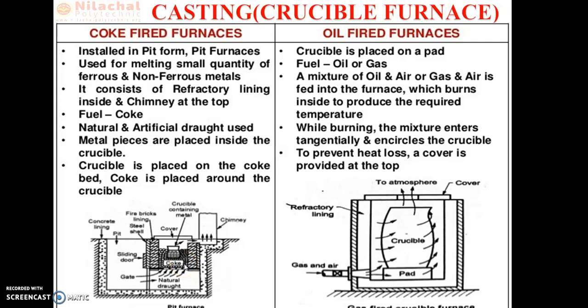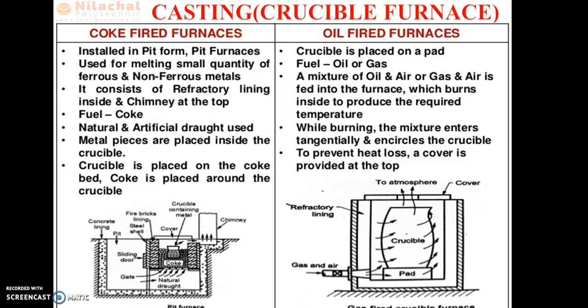The crucible containing metal is placed on the coke bed. The bottom of the furnace is provided with a removable fire gate and an ash pot below it. The inner lining of the furnace above the gate is made of fire bricks. The natural draught can be provided by the gate opening and can be controlled by a sliding door.